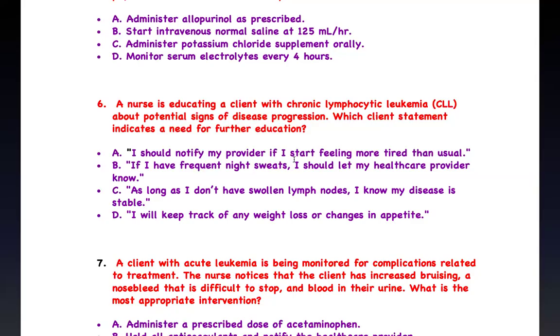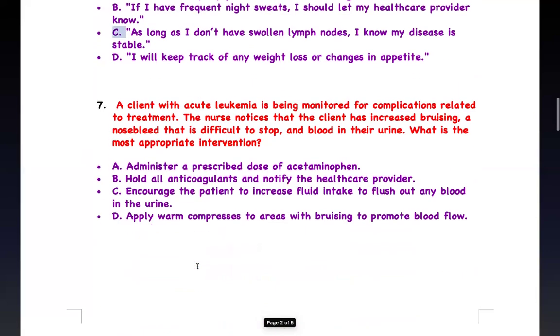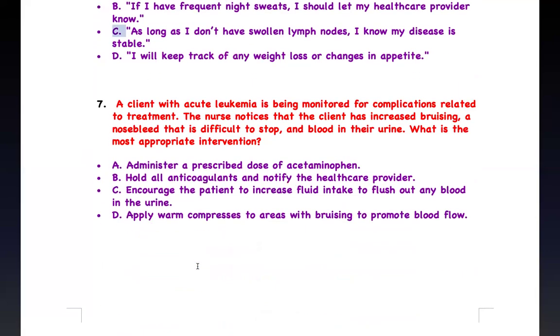I should notify my provider if I start feeling more tired, iron deficiency, anemia. If I have frequent night sweats, I should let my healthcare provider know, signs and symptoms of leukemia. As long as I don't have swollen lymph nodes, I know my disease is stable. That's not true. I will keep track of my weight loss and changing appetite. That's great. Therefore, which one needs further teaching? C needs further teaching.